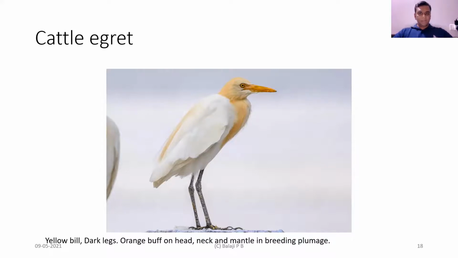But in the breeding time, however, it develops an orange buff on the head, like the individual that you see here. It has an orange buff on the head, the neck, and the mantle. So this is a bird which is photographed during the breeding time. This is how a typical cattle egret looks.